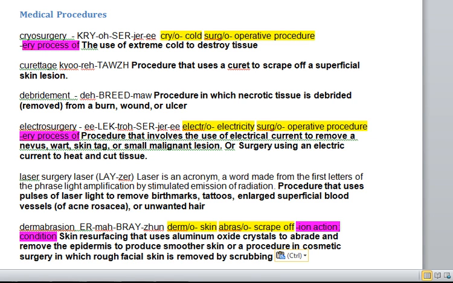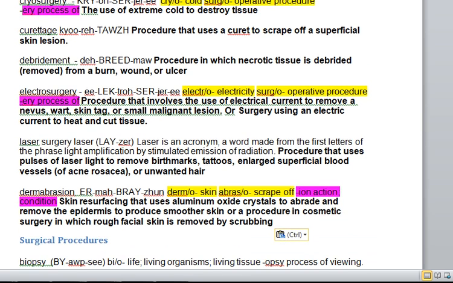Laser surgery. The text does tell you that laser is an acronym. Not that you really need to know that, but it's kind of interesting. It's light amplification by stimulated emission of radiation. And this is a procedure that uses pulses of laser light to remove birthmarks, tattoos, enlarged superficial blood vessels, or unwanted hair. I think there are other uses of laser surgery too, so I would probably substitute that with a procedure that uses pulses of laser light to remove things such as birthmarks, tattoos, enlarged superficial blood vessels, etc.